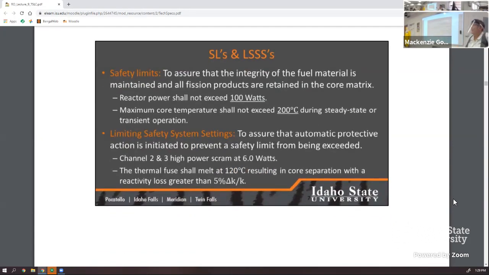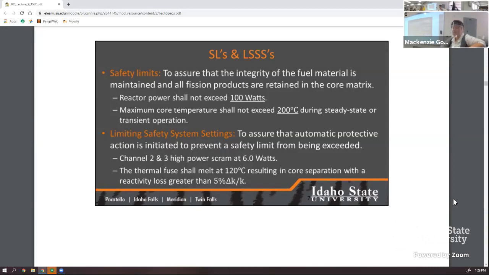Okay, so we talked about safety limits quite a bit when we talked about the SAR, right? Reactor power shall not exceed 100 watts. Maximum core temperature shall not exceed 200 degrees Celsius. You must know those two, because as an operator, essentially every procedure, every system you touch is designed to prevent you from reaching either of those limits.